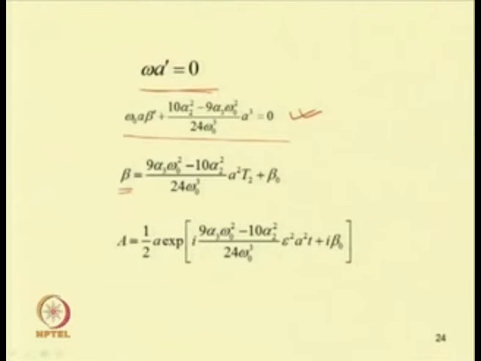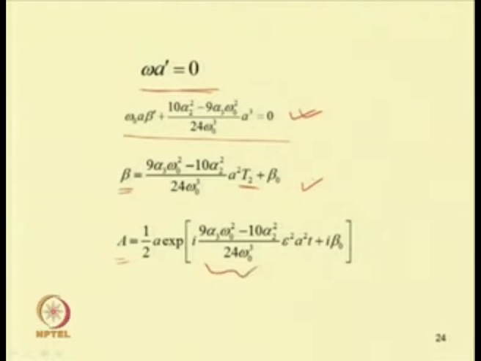So, plus β0, and as ω a dash equal to 0, we can write a dash equal to 0, or a is a constant. So, we can write this capital A equal to half a e to the power i times (9α3ω0² minus 10α2²) by 24ω0³ a² ε², with T2 replaced by ε²T, plus iβ0.